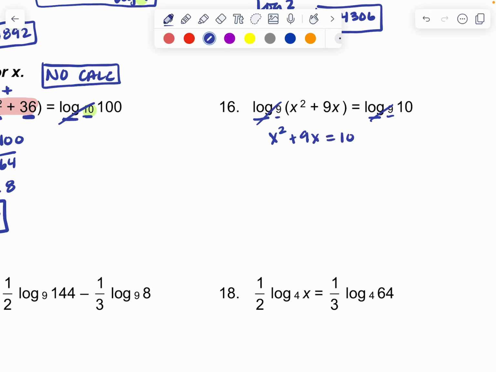Now, you guys remember any equation that has an x squared in it, that's not a highlighter. Gosh, that's really sad. Let's try that again.